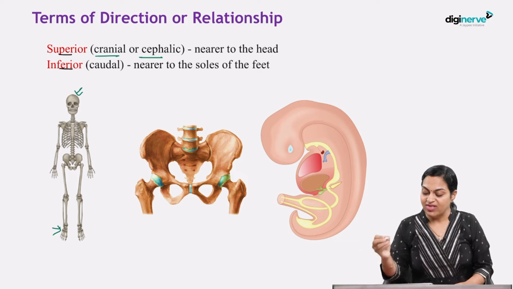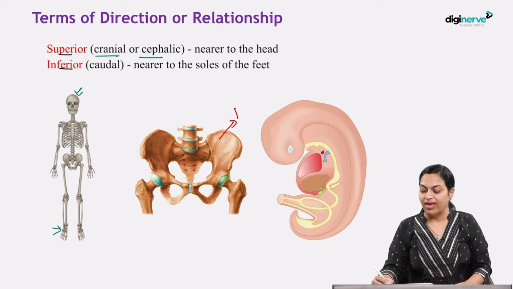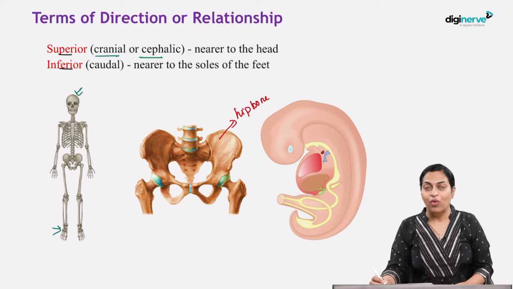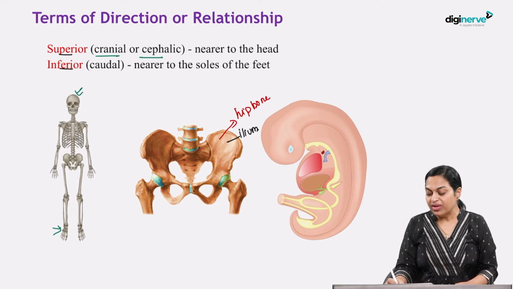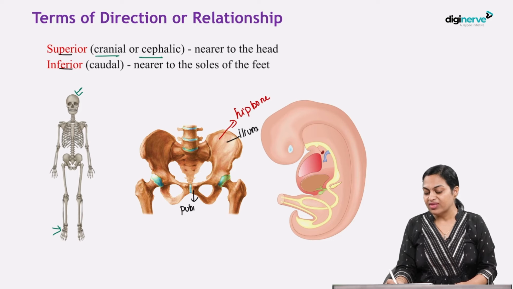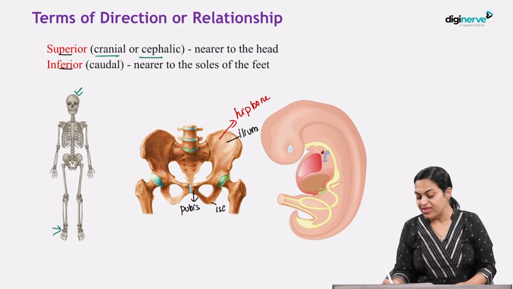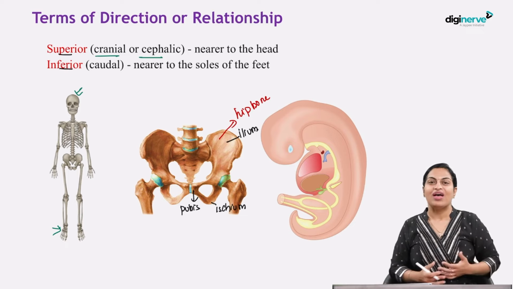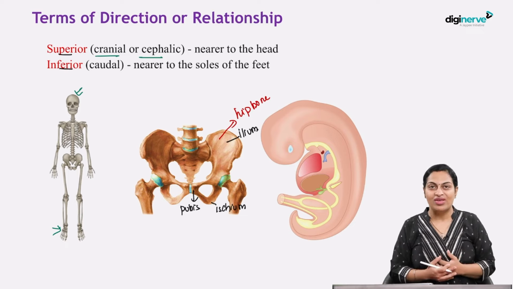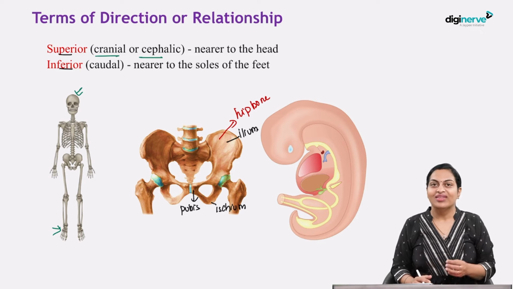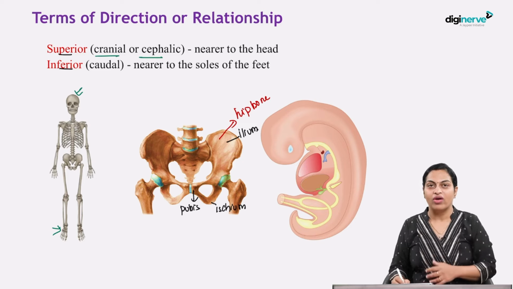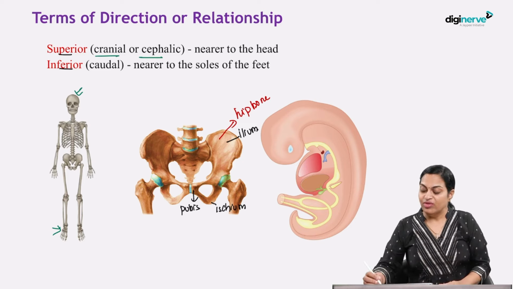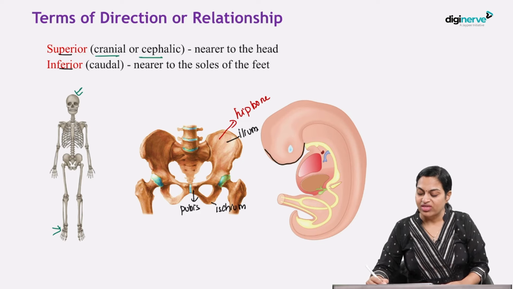Again, what you see here is the hip bone. The hip bone has three parts. This fanned out portion is ilium. This one here is the pubis. This one here is the ischium. So if I'm going to ask you which one is more superior or cranial, which one will you tell? The ilium, isn't it? And cranial or caudal, head and tail end, usually you'll be learning it in your embryology.